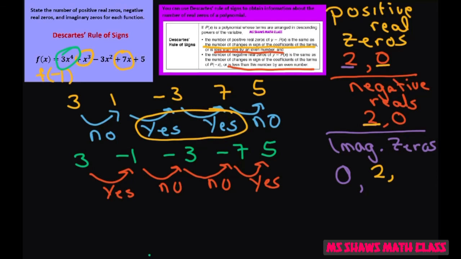Now what if we have 0 positives and 0 negatives? Then that would give you 4, because we can have a total of up to 4. So that's kind of how you look at it to get the imaginaries.